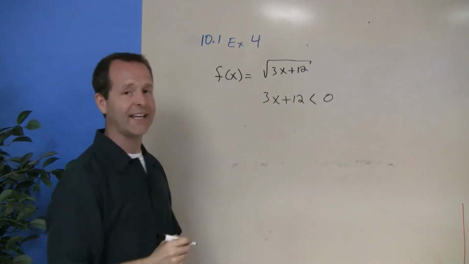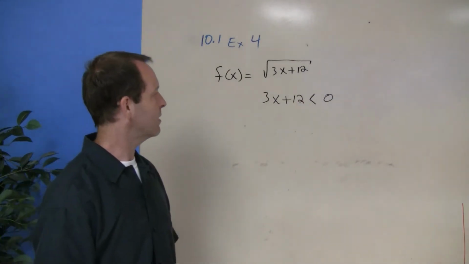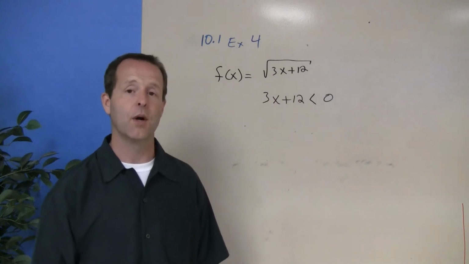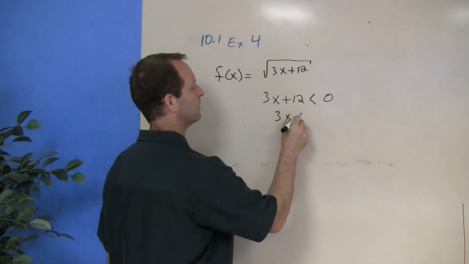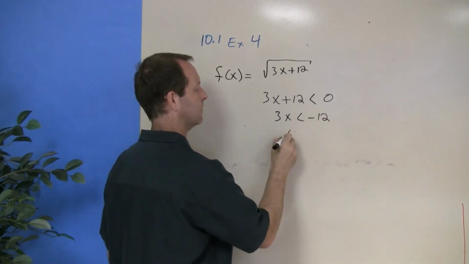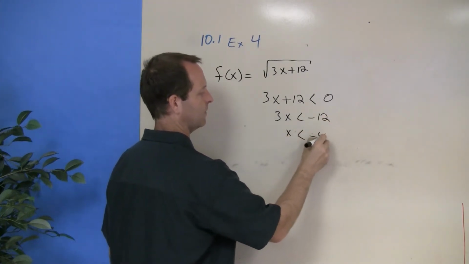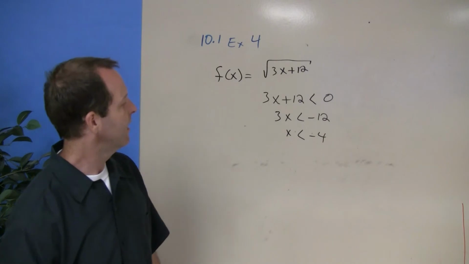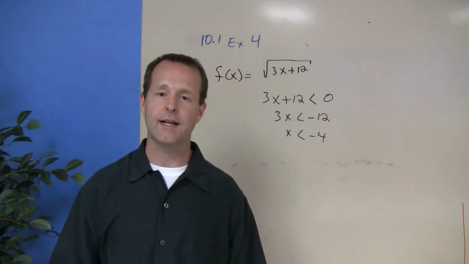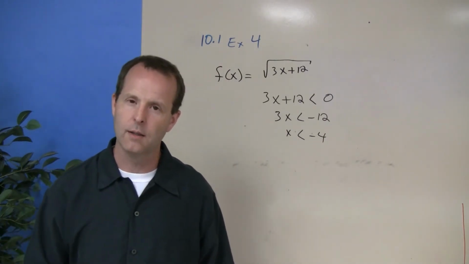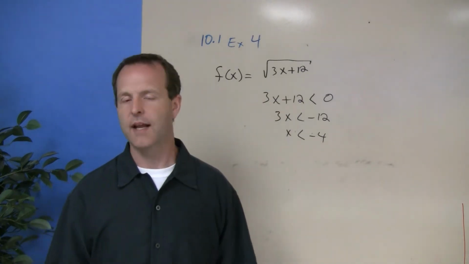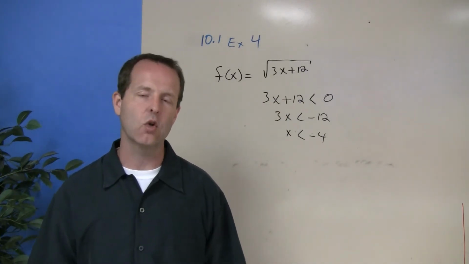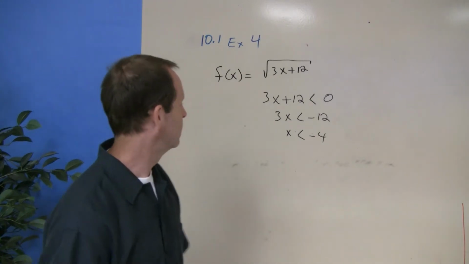So I'm going to write an inequality. 3x plus 12 is less than 0. I'm going to solve that. And it looks like if I use any value of x that's less than -4, my function is negative inside the radical, and that's a useless value. I can only work with positive numbers.